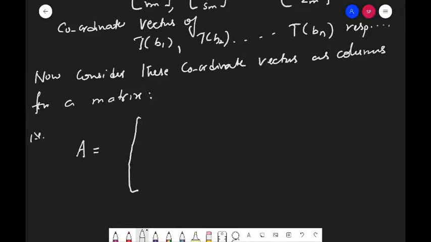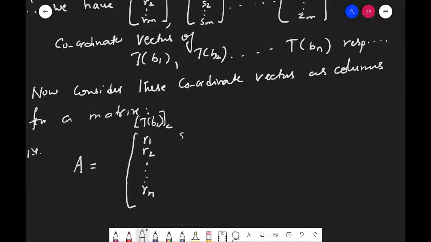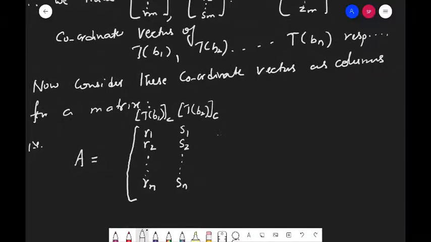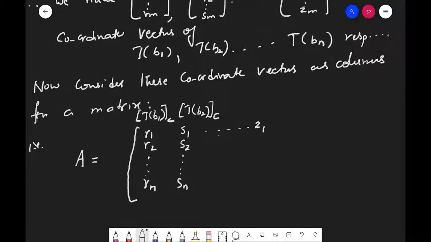Then what is the first column in this? The coordinate vector of T of B1, that is R1, R2 and so on Rm, the coordinate vector of T of B1 with respect to C. Then the second column is S1, S2 and so on Sm. This is the coordinate vector of T of B2 with respect to the basis C. And so on. This is Z1, Z2 and so on Zm.